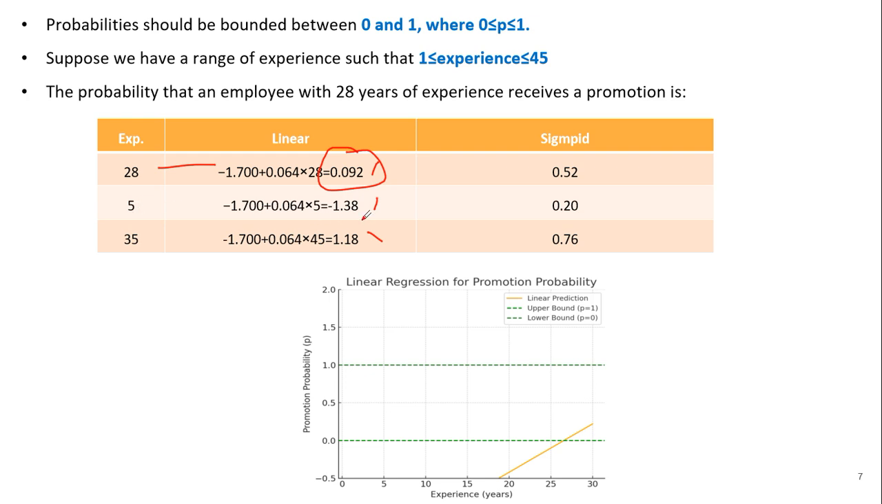But for 5 it is giving less than 0, and for 35 it is giving more than 1, which is not suitable for our binary classification problem. But instead of linear, if we use the sigmoid function, then we can see that for 28 it is giving 0.52, for 35 it is giving 0.76, and for 5 it is giving 0.20. So we can see here that the range is also properly calibrated. So this is the problem. That's why we can't use a linear model for logistic regression, but we are going for the sigmoid function.